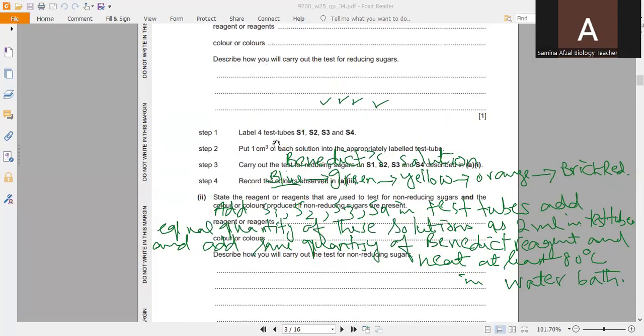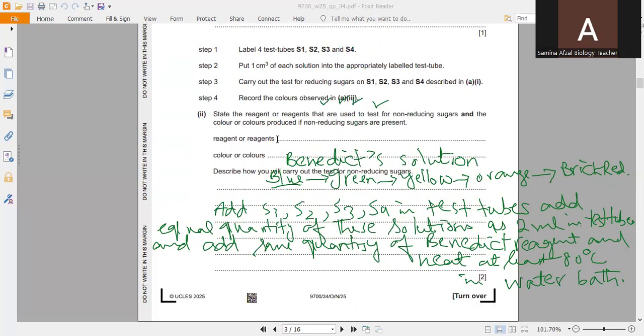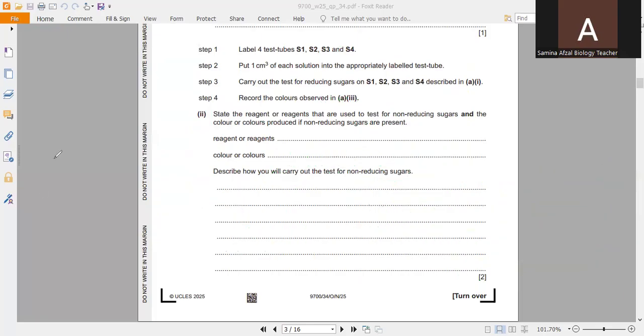Now we are moving towards step 1. Label 4 test tubes S1, S2, S3 and S4. Put 1 cubic centimeter of each solution into the appropriate labeled test tube. Carry out the test for reducing sugar on S1, S2, S3, S4 as described.